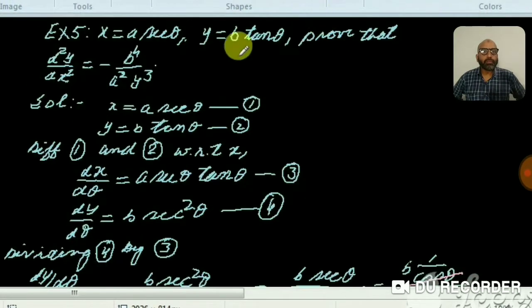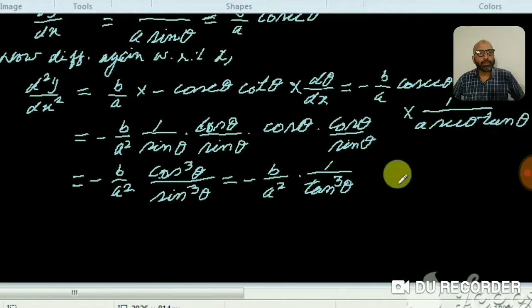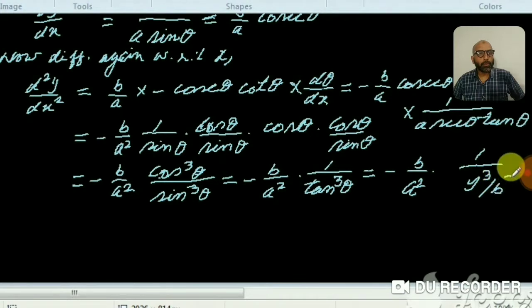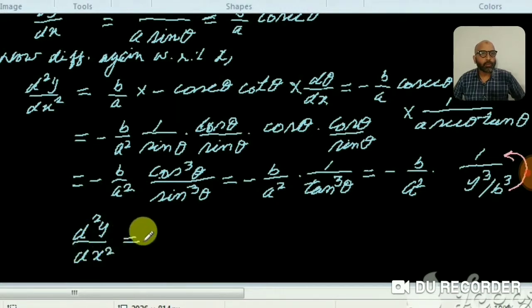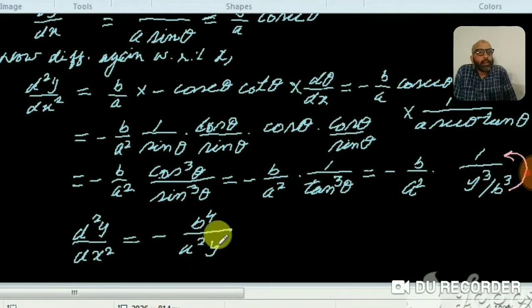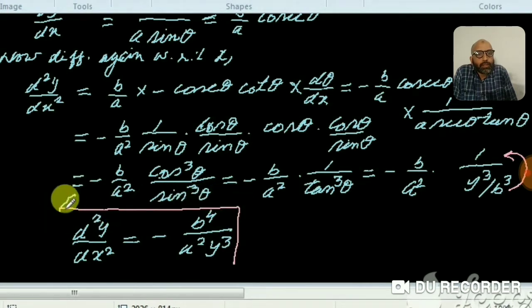Now as we know from equation number 2, we have y is equal to b tan theta, so tan theta is equal to y upon b. If we substitute this value of tan theta in this equation, we have minus b upon a square into 1 upon y cube upon b cube. So this b cube goes in the main numerator because this is the denominator of denominator. So as per rule, it goes in main numerator, and we get d2y upon dx square is equal to minus b was already there and b cube goes in numerator. So we get b raised to power 4 in numerator, in denominator a square y cube. So this is the condition to be proved, and we have proved it.